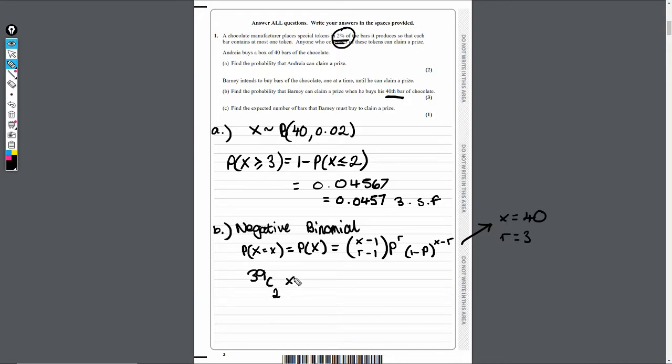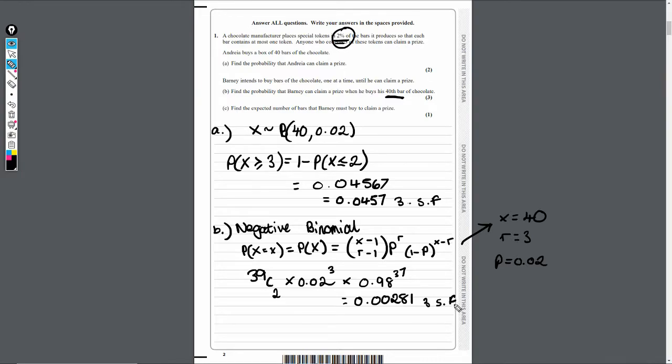P to the r, so that's going to be 0.02 because our p is 0.02. So times 0.02 to the power of r, where r is 3, times 1 minus p, so that's going to be 1 minus 0.02, so 0.98 to the power of x minus r, so that's going to be to the power of 37. Plug all this into your calculator now. I'm just going to write down to 3 significant figures again. It's going to be 0.00281.